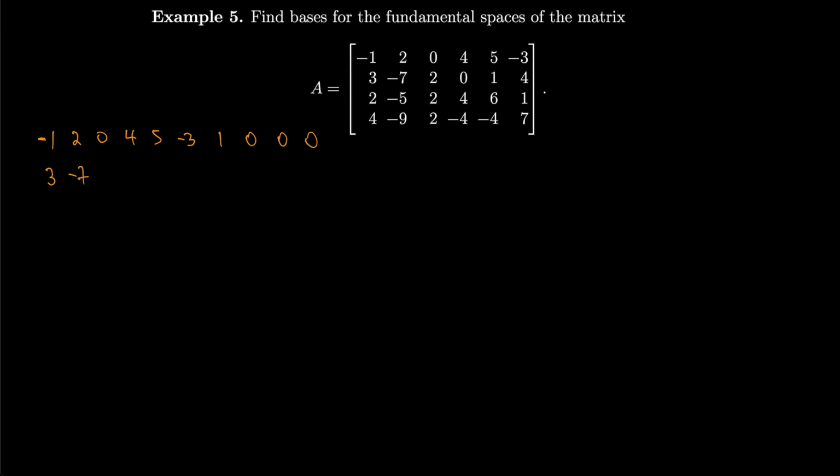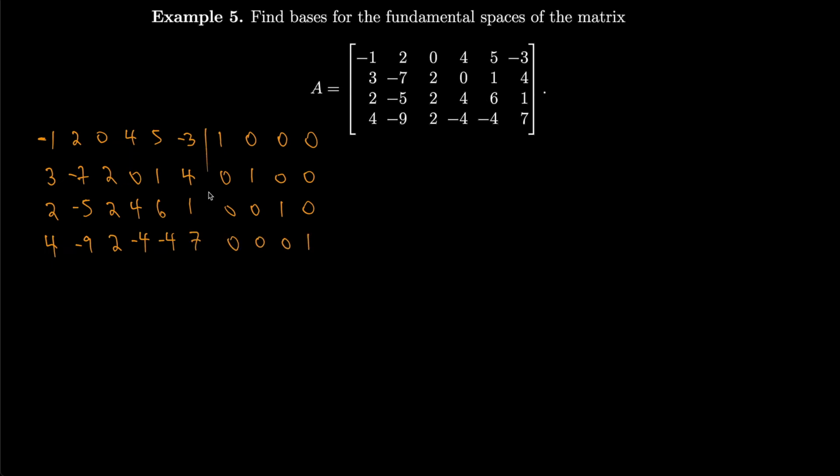Row by row: 3, -7, 2, 0, 1, 4, then 0, 1, 0, 0; then 2, -5, 2, 4, 6, then 1, 0, 0, 0, oh, I needed a 1 over here; and then 4, -9, 2, -4, -4, 7, then 0, 0, 0, 1. Okay, so here's matrix A, and here's the identity.